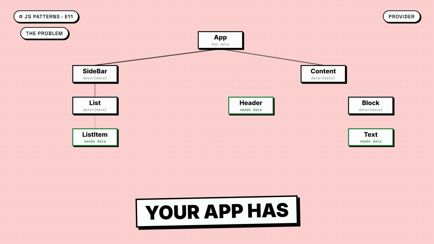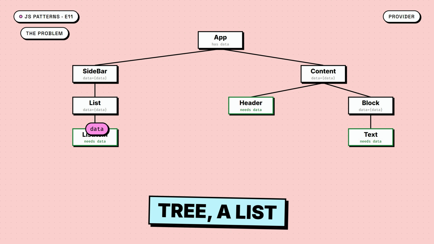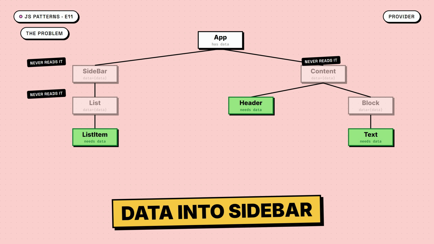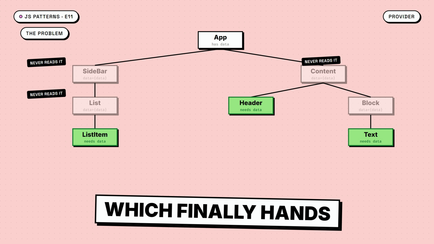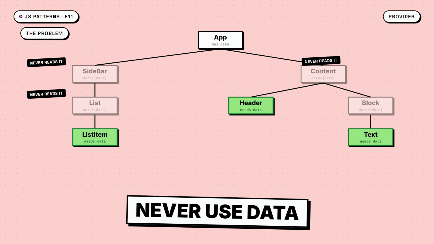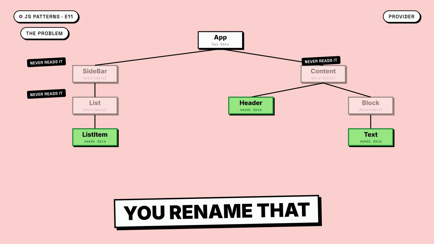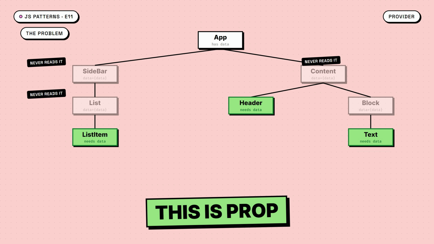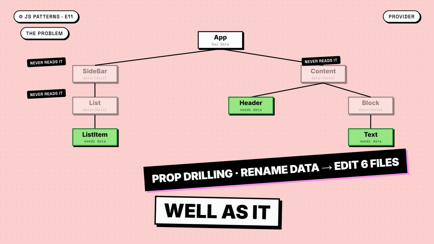Here's the pain. Your app has some data. Way down the tree, a list item, a header, and some text all need it. So you pass data into SideBar, which hands it to List, which finally hands it to ListItem. SideBar and List never use data. They're just couriers. And the day you rename that prop, you're editing 6 files that were only holding it for someone else. This is prop drilling, and it scales about as well as it sounds.